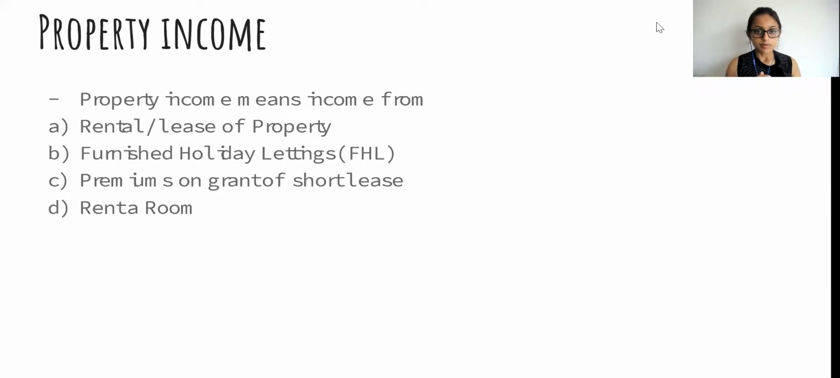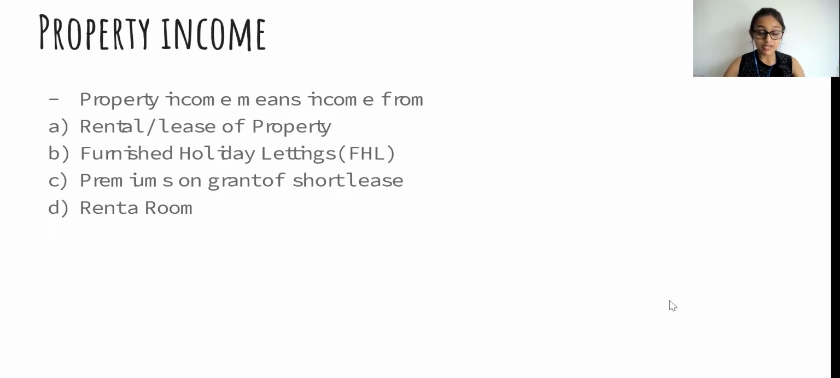Now coming to the chapter property income. So property income chapter, there are 4 parts of it: rental or lease of property, FHL, premium on grant of short lease, and rent a room. Now rental or lease of a property is like when you normally rent a property. Then furnished holiday lettings, again, not many numerical questions come from the area. It's only theoretical questions.